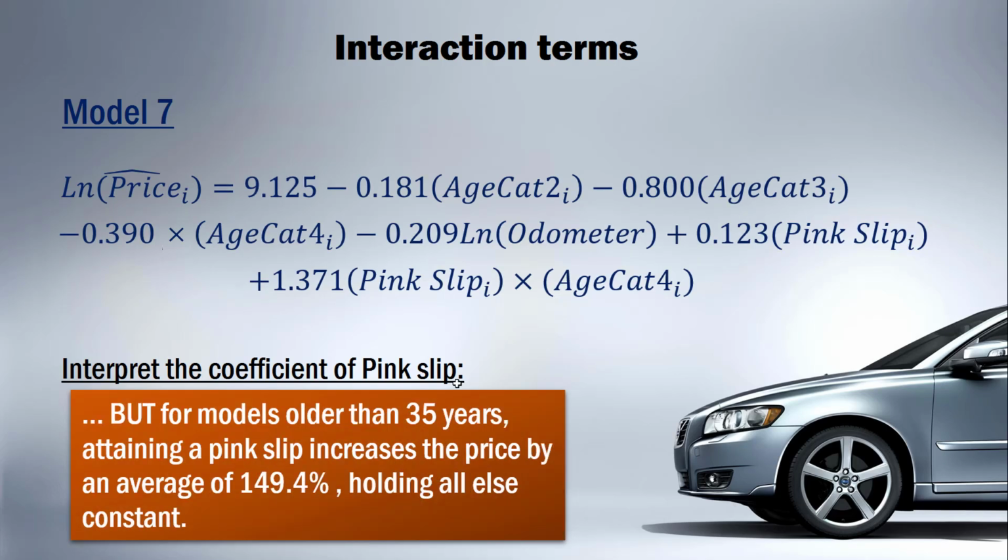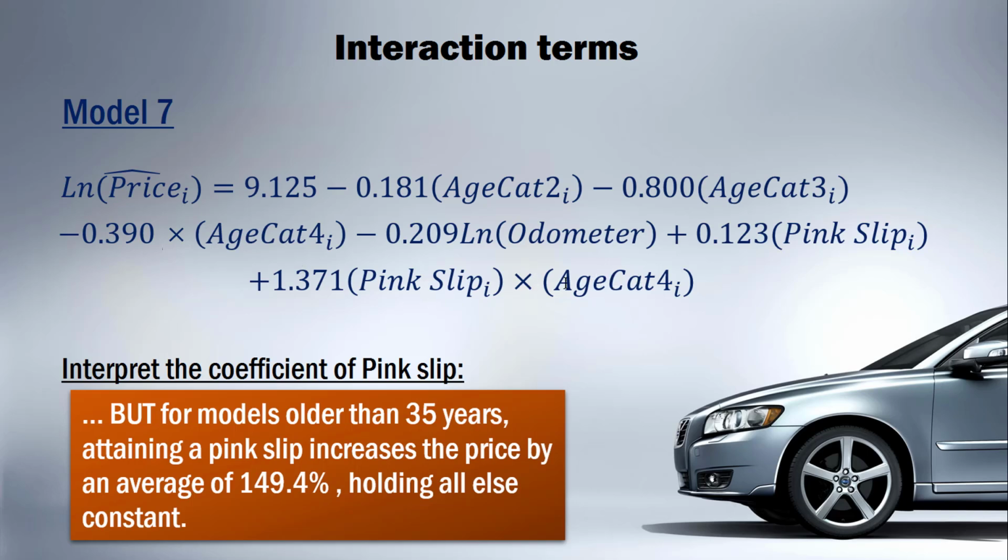Now here's the trick. For models older than 35 years, so when age cat 4 is equal to 1, attaining a pink slip increases the price by an average of 149.4%, holding all else constant. Now, where did I get 149.4%? Well, think about what happens when age cat 4 is equal to 1. It essentially just disappears, right?